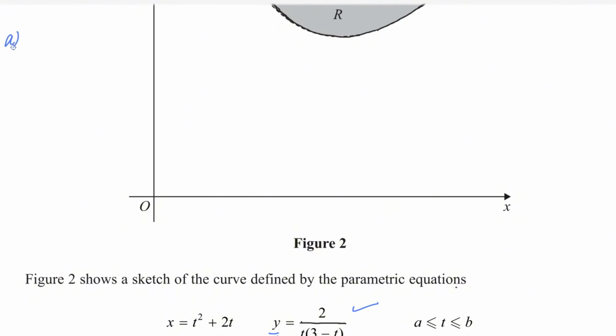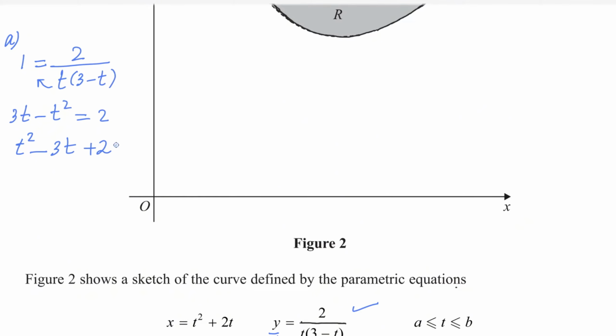For the first part, substitute y as 1, so 1 equals 2 over t(3 minus t). This will multiply on the left side because it is dividing here, and also expand the bracket. So it will be 3t minus t squared equals 2. You can take these two terms to the right side, so t squared becomes positive, 3t becomes minus 3t, and plus 2 is already there, so you can write it here.